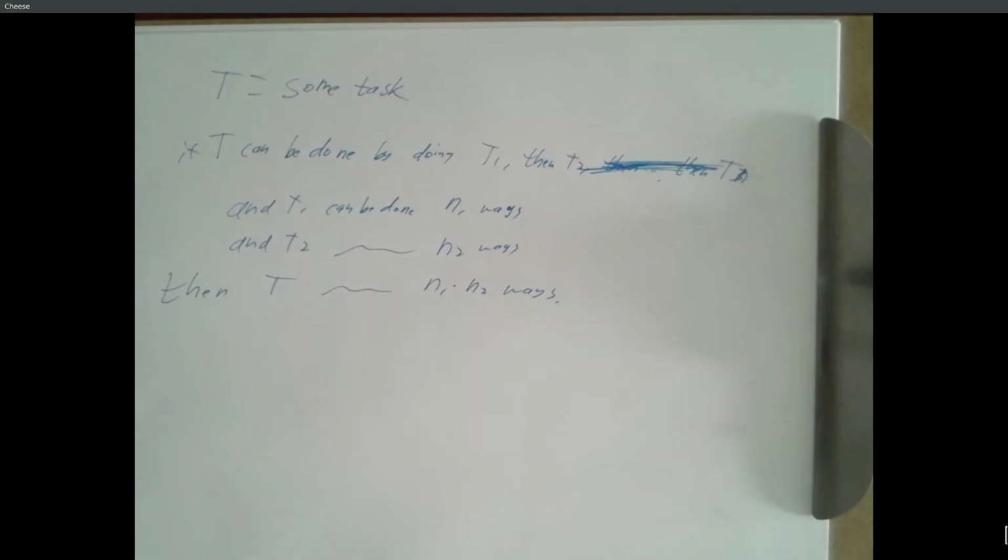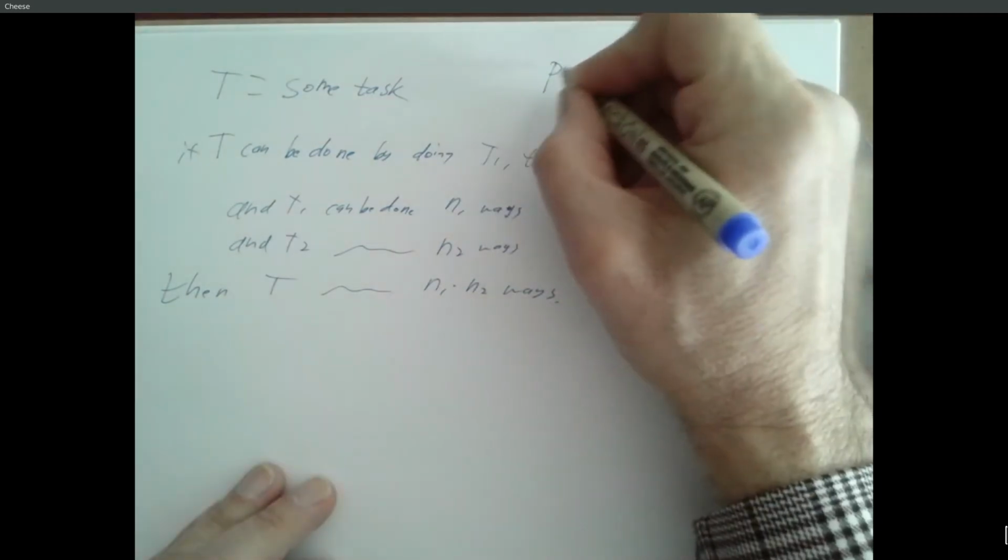So if you want to make a sandwich at the salad bar and you have to choose a type of bread and you have to choose a type of meat and you have to choose a type of cheese, then the number of breads times the number of meats times the number of cheeses is the number of ways that you can complete this task. It's the product of the number of ways to do each subtask, so that's the product rule.